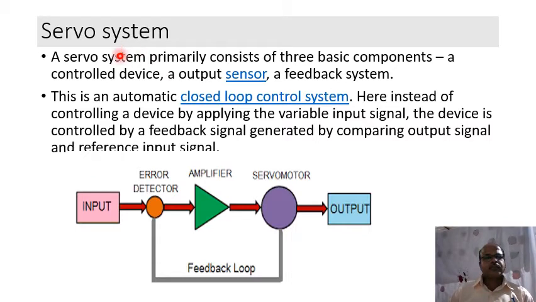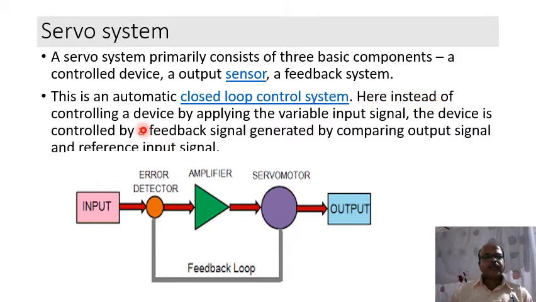So what is a servo system or servo mechanism? A servo system primarily consists of three basic components. These are the basic components: control device, output sensor, and feedback system. So control device, then output sensor and feedback system. This is a feedback system.